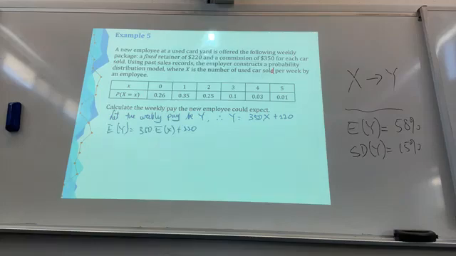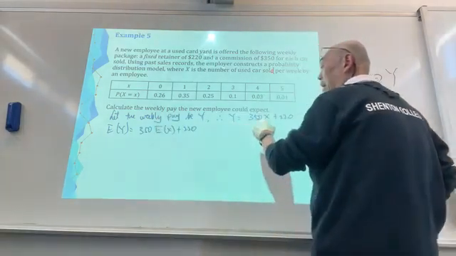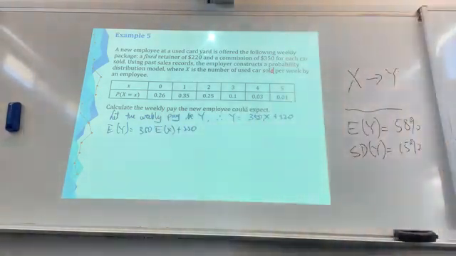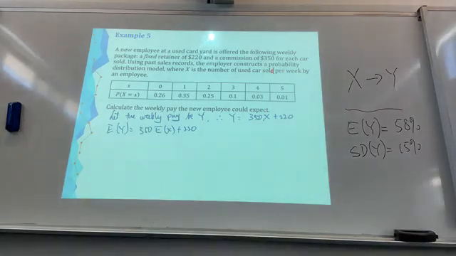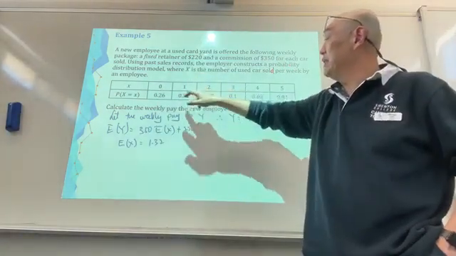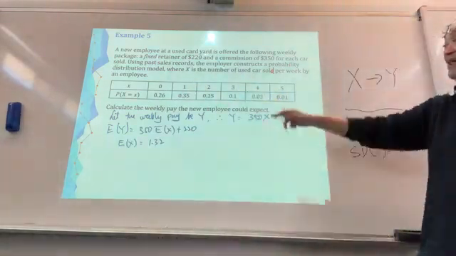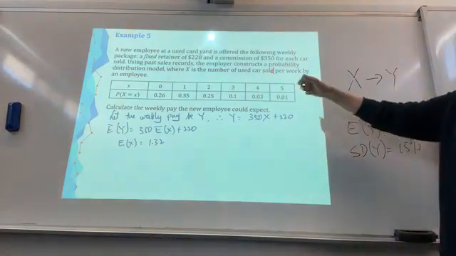So E(Y), the expected value of Y, equals 350 times the expected value of X plus 220. See the transformation. You're going from X to Y now. How do you relate X to Y? The weekly pay. So, therefore, you should be able to work out the expected value of X is 1.32. Use your calculator. 0 times 0.26 plus 1 times 0.35 plus 2 times 0.25 plus 3 times 0.1 plus 4 times 0.03 plus 5 times 0.01.